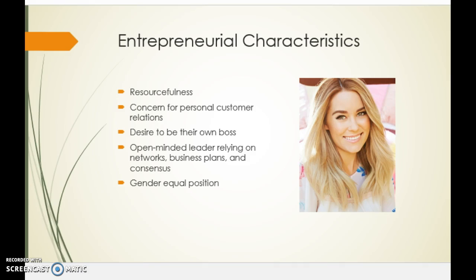While being an entrepreneur was previously seen as a male-dominated role, now there is significantly more gender equality. Pictured here, Lauren Conrad was named one of Forbes magazine's 2016 30 Under 30 Entrepreneurs for her online business venture, The Little Market. This website sells artists and crafts from women-led businesses around the world.